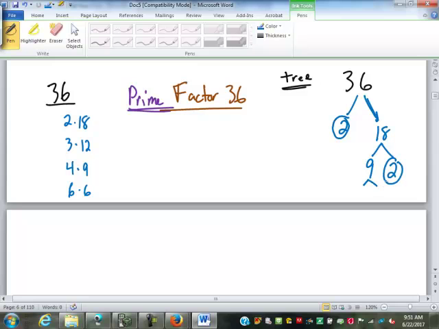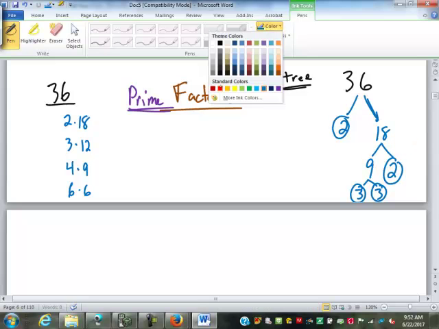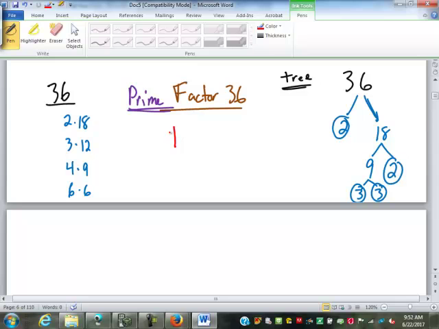Can 9 be split up? Okay, what's a number that goes into 9? 3. If I did 9 divided by 3, what's left over? 3. Both of those are prime, so I'm going to circle both of them. And we're done. Everything is prime. So the prime factoring of 36, and I'll write them from smallest to largest, 2 times 2 times 3 times 3. That's the prime factor.